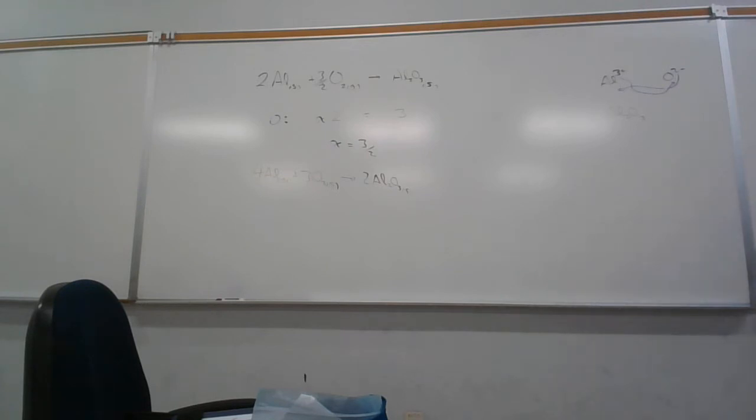So yeah, I count this as 1 plus 3 times 2 is 6. So 1 plus 6 is 7 oxygens on the left. How many oxygens on the right? So 2 times 2 is 4 plus 2 is 6. So I have 7 oxygens on the left, 6 oxygens on the right. Therefore, is this balanced? No, it's not balanced. So let's go ahead and balance this one.